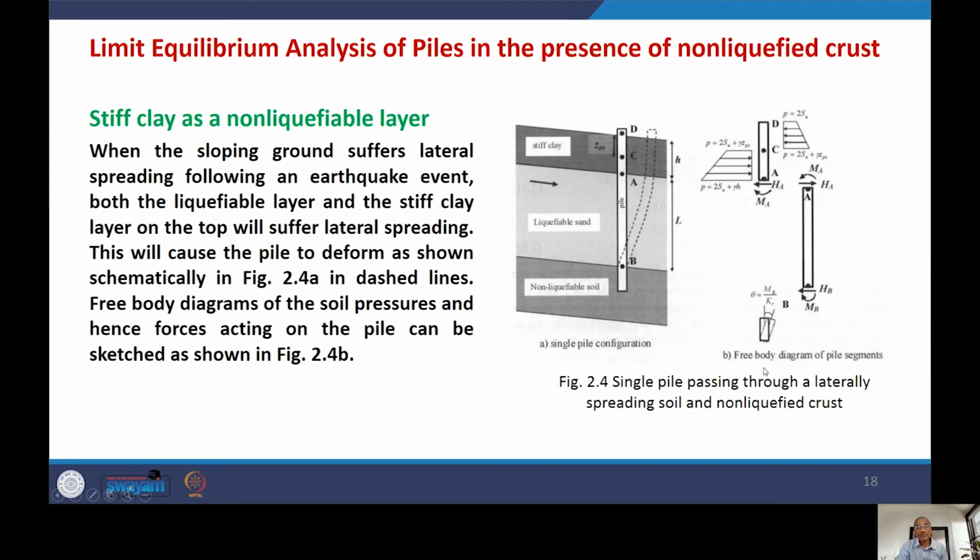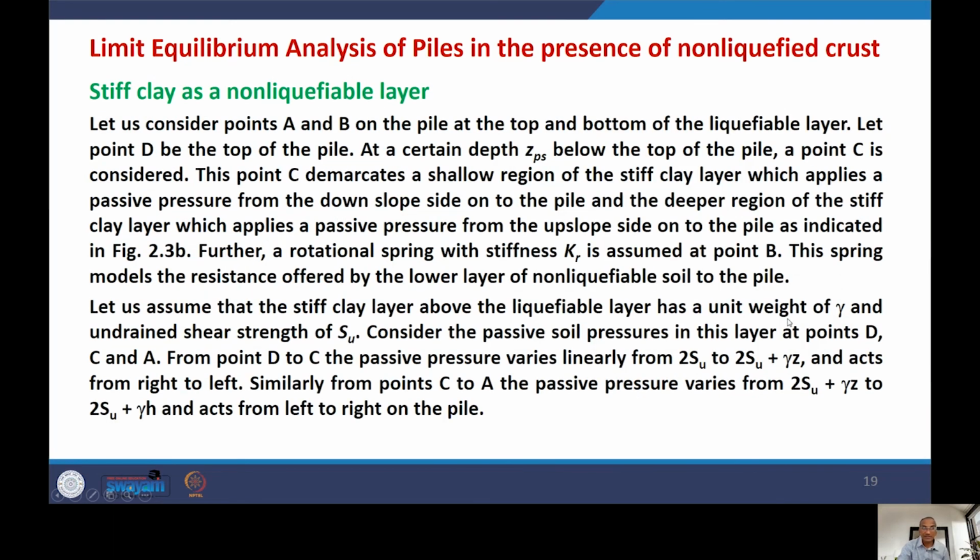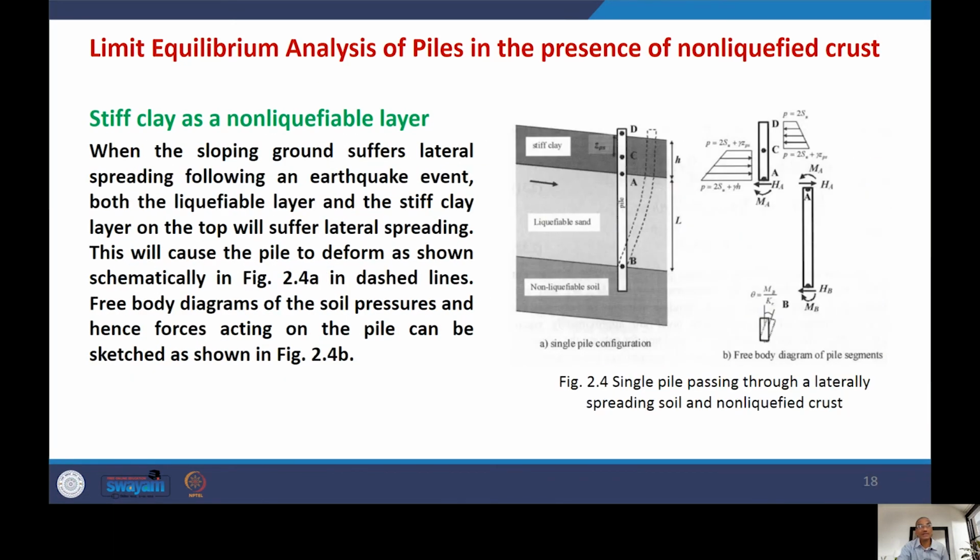So the pile will deform in this scenario, as shown in this figure. The deformed position of the pile is shown using the dashed lines, and the free body diagram is shown in figure 2.4. Okay, continue with this. So then you have stiff clay as the non-liquefiable layer. Continue with the same problem.